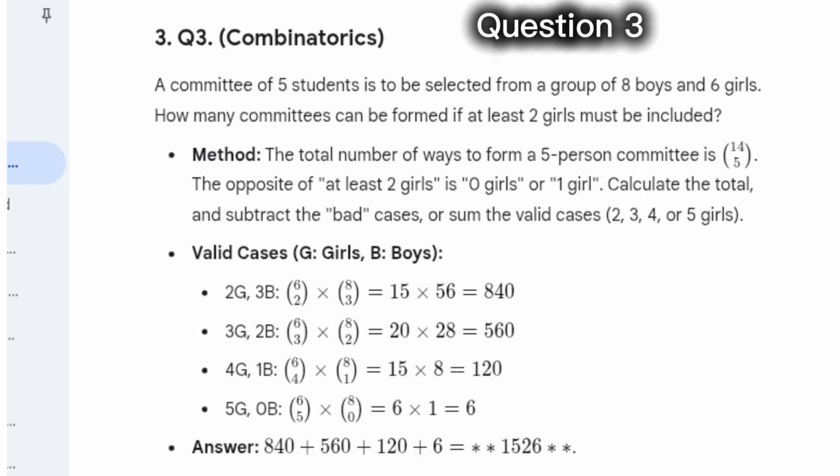Case 3. 4 girls and 1 boy. That is 6 choose 4 multiplied by 8 choose 1. That is 15 times 8, which equals 120. Case 4. 5 girls and 0 boys. That is 6 choose 5 multiplied by 8 choose 0. That is 6 times 1, which equals 6.